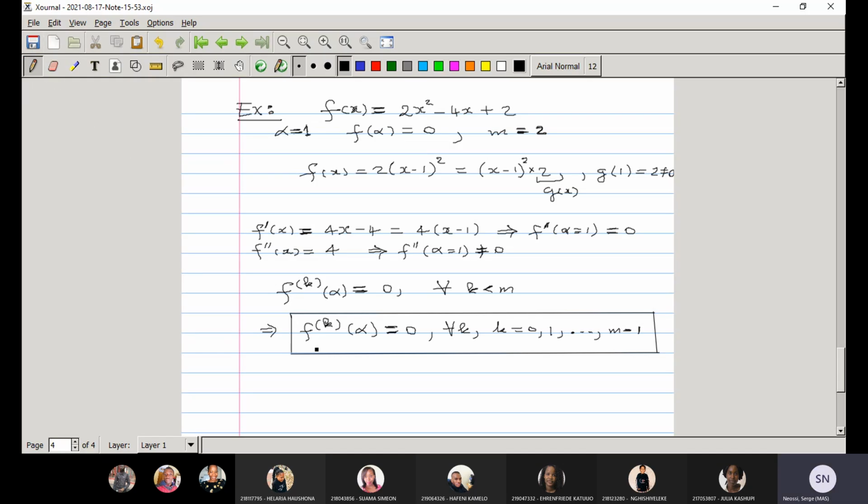Good. Now let us go back to this, the note. Right? So bear this in mind. If I want to know the multiplicity from differentiation, when I differentiate up to this one I get 0 at the root, and the next one gives me non-zero, it means that the multiplicity of this function f will be m. Right? If I stop at m minus 1, it means that the multiplicity is m.